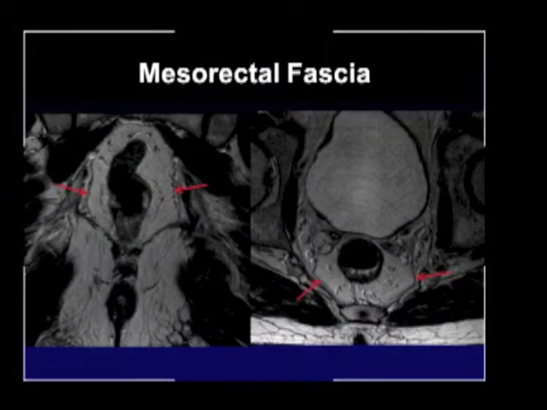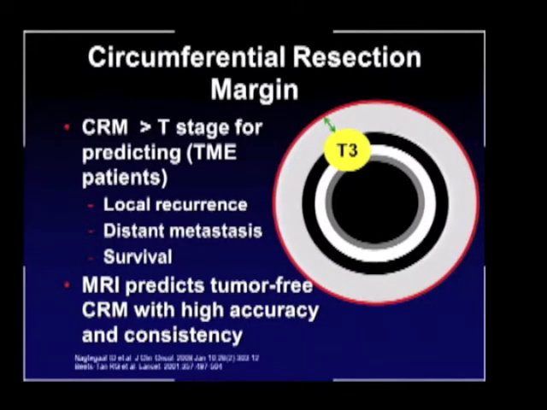Even though MRI may have its limitations with T staging, the one thing that sets it apart is the excellent depiction of the mesorectal fascia. As you can see, these red arrows point to the mesorectal fascia, this thin black line on these T2 weighted images. And this is very clearly seen on these MRIs. And what that means is we can predict the circumferential resection margin.